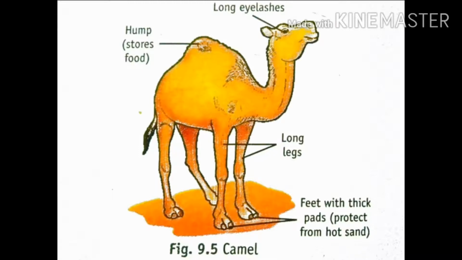A camel has long legs which help to keep the upper part of the body away from the heat of the sand on the ground. So why does it have long legs? The long legs help to keep the upper part of the body away from the heat of the ground. Simply we can say camels have long legs to stay away from the heat of the sand.